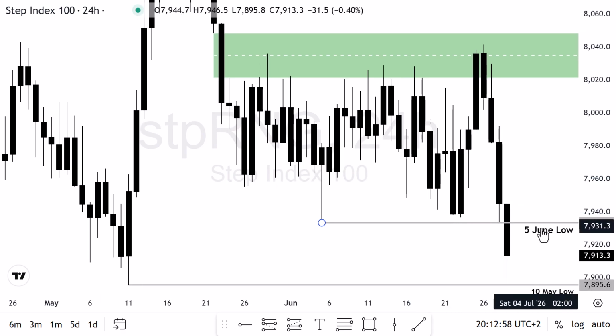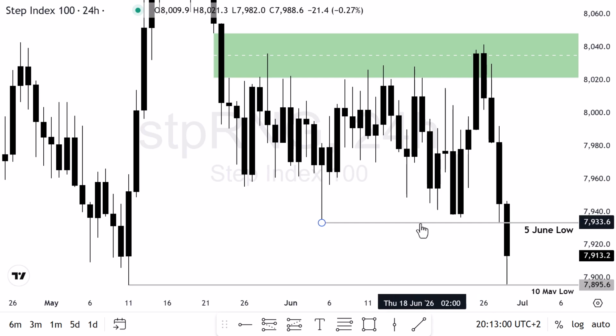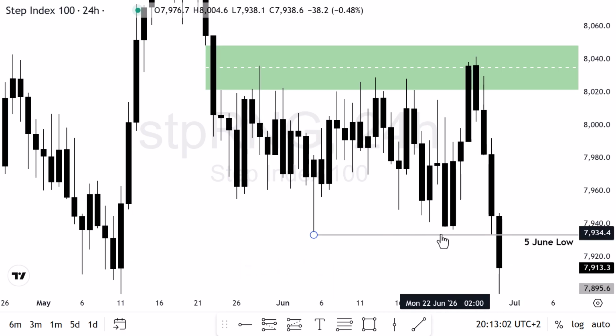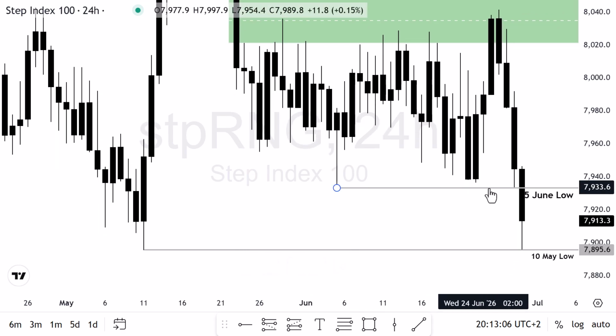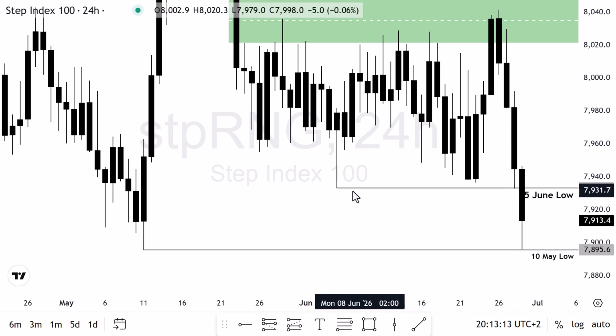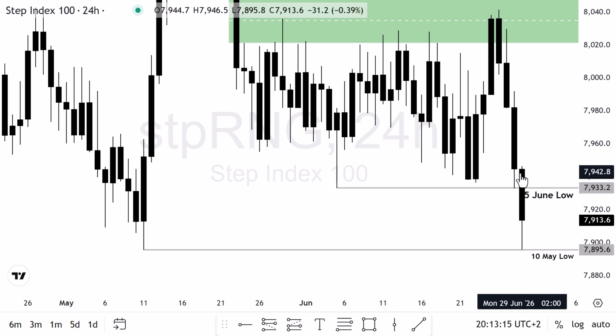Obviously, the draw on liquidity was the 5 June low. That's what I was looking for initially as my first target. And we got that particular low beautifully on a Sunday. All right, Sunday was beautiful. It tapped into that. And this is Monday.